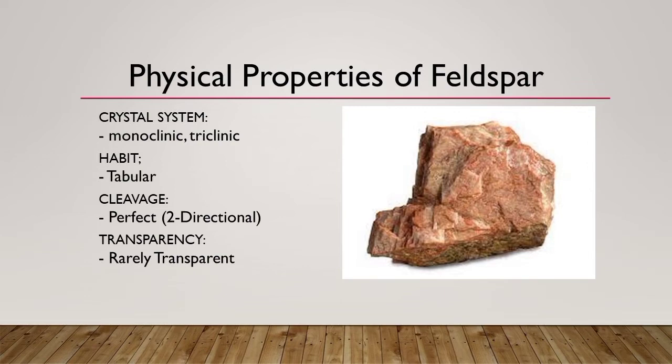Physical properties of feldspar. Crystal system, or yung shape niya, monoclinic or triclinic. So, ibig sabihin nito, hindi daw siya magkakapantay. Habit, tabular. So, which means para siyang mga tabla. And cleavage. So, yung cleavage is kapag nabiyak daw siya is perfect or two-directional. And transparency, which is rarely transparent. So, bihira lang daw yung transparent na feldspar.